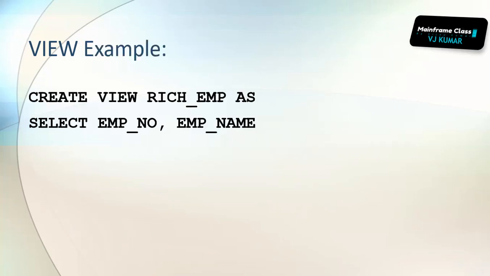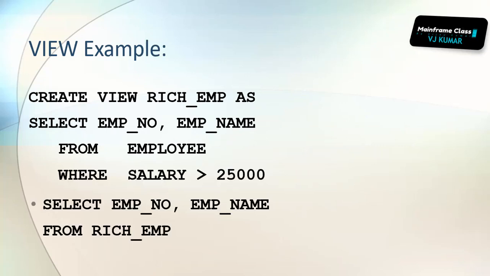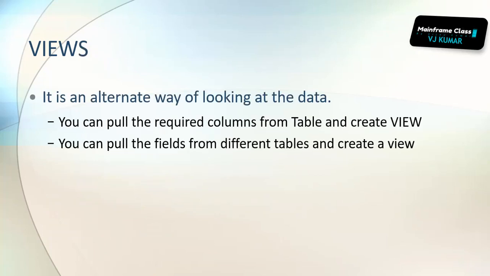Okay, here is a simple example. It's just a general example that I'm taking from the internet. Create view rich employee as select employee number, employee name from employee where salary is greater than 25,000. So what we are trying to do here is create a view with 2 fields, employee number and employee name, from employee where salary is greater than 25,000. Let's consider whose monthly salary is greater than 25,000 as a rich employee, and create a view. So when I select employee number and employee name from this view, it will show that we got a separate view created, and it has only the people who have a salary greater than 25,000. So this is how we can create views.